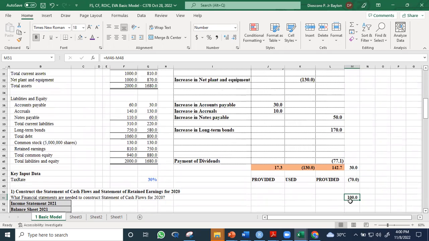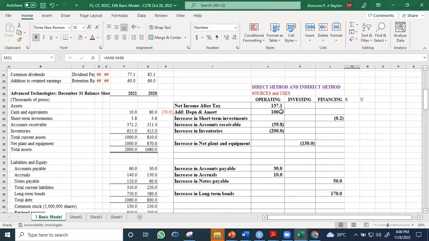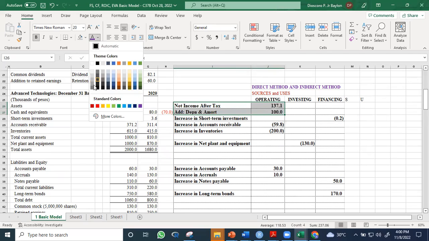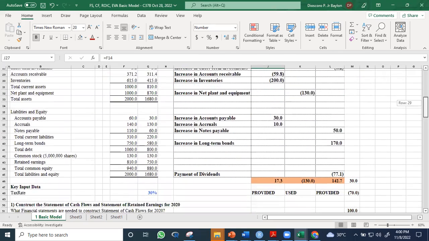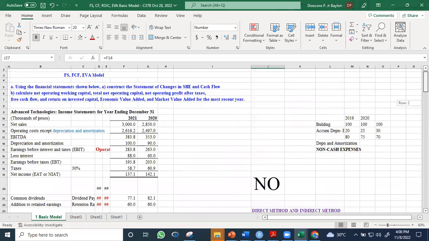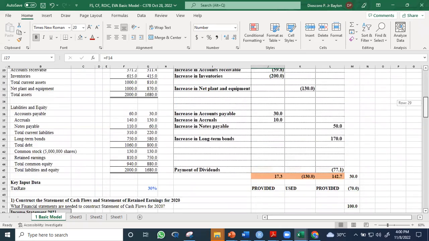Meron tayong overstatement na 100. And depreciation dito 100, no? Pero, pag tinanggal naman, mamamali din. Kasi dapat andiyan talaga yan, class. This is what we call untouchable. Untouchable yan, ha? Huwag natin gagalawin yan. Diyan talaga nagsisimula at saka we have to adjust our net income after tax by adding depreciation and amortization. All right? Okay, so abangan guys ang susunod na kabanata. Next meeting, we're going to finish this.